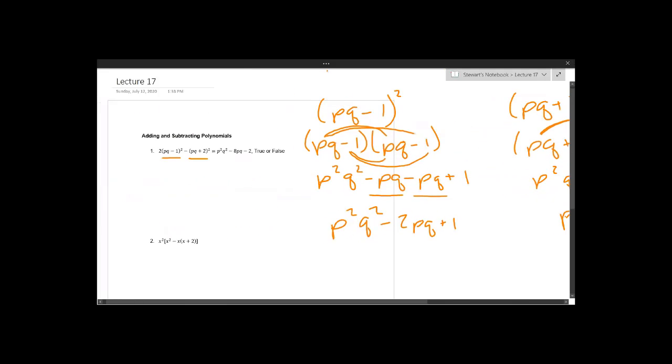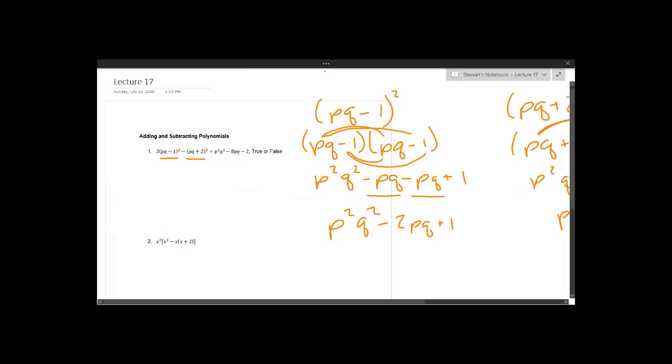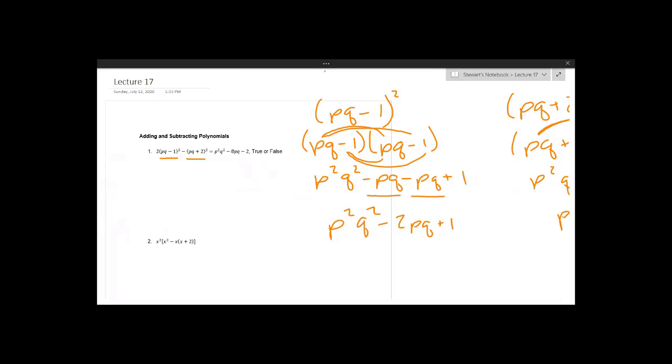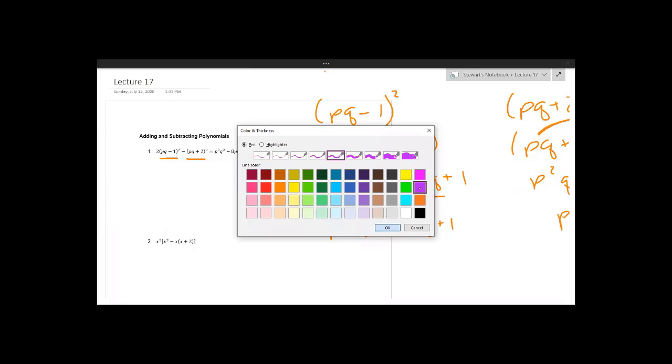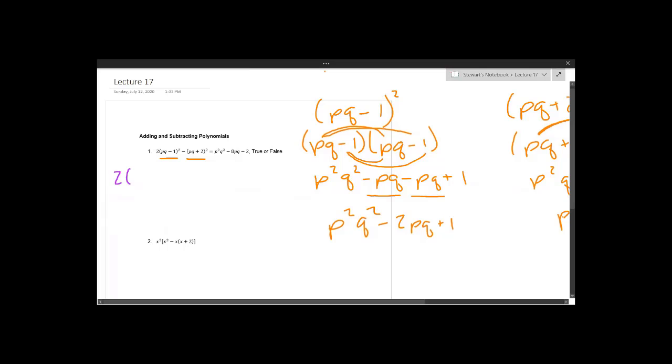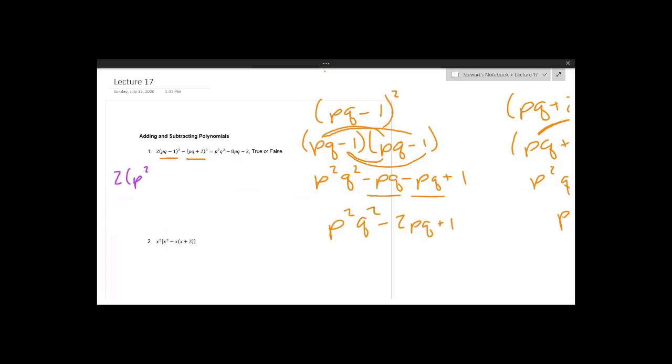Now if we go back here, I'm going to change colors for this just to keep things separate. So now we have 2 times p squared q times the whole quantity p squared q squared minus 2pq plus 1. And the reason we have to include this whole expression is because this 2 is being multiplied to pq minus 1 squared, the whole quantity.